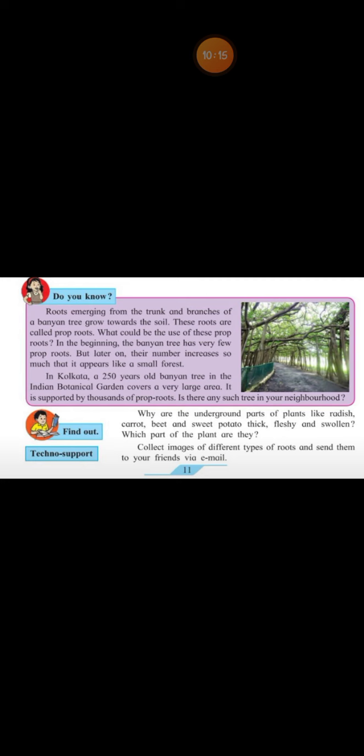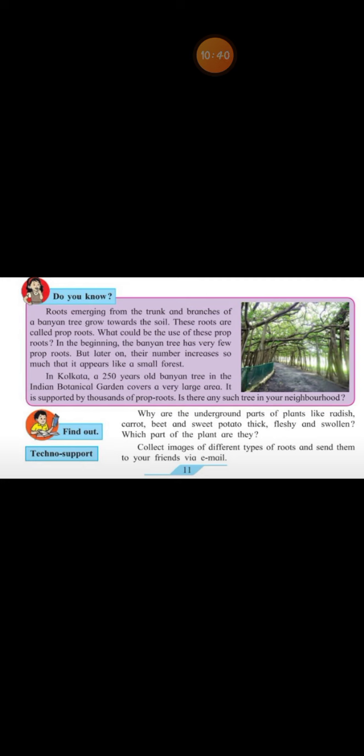Now we will see some great things in Do You Know? Roots emerging from the trunk and branches of a banyan tree grow towards the soil. Yes, children, we all know this. These roots are called prop roots. Fine.